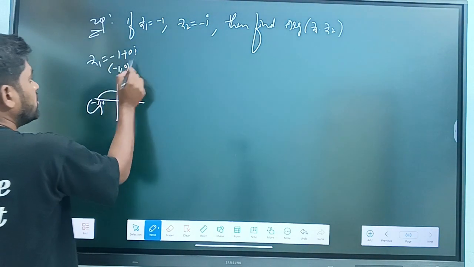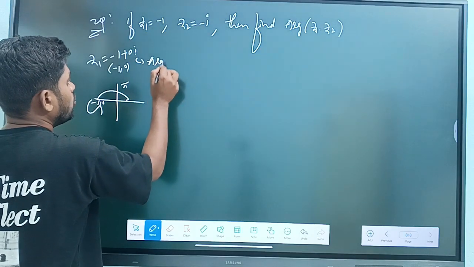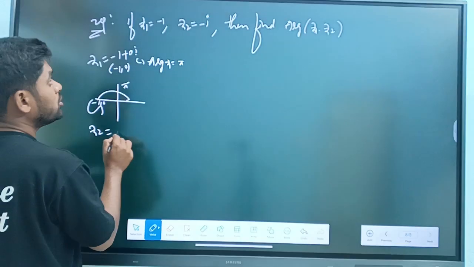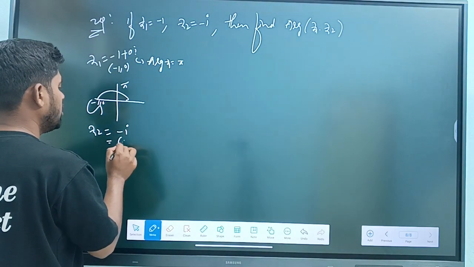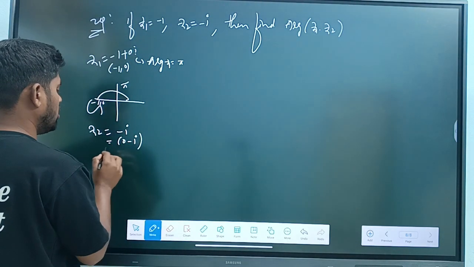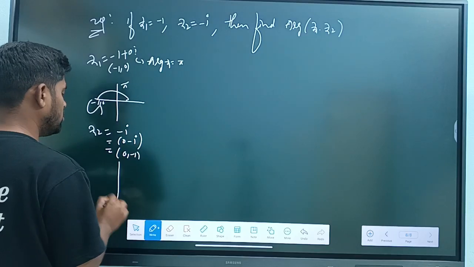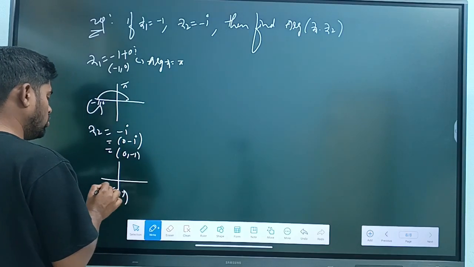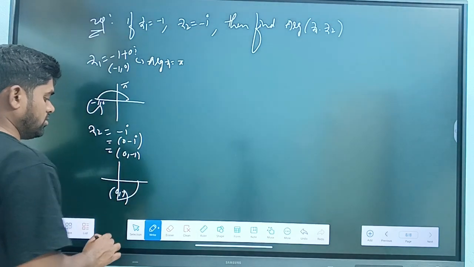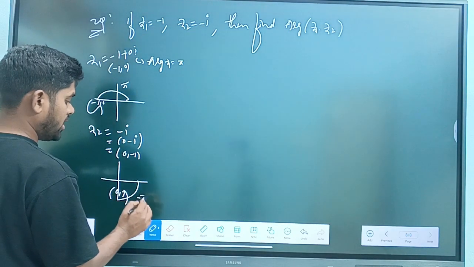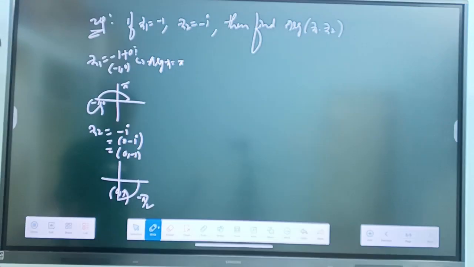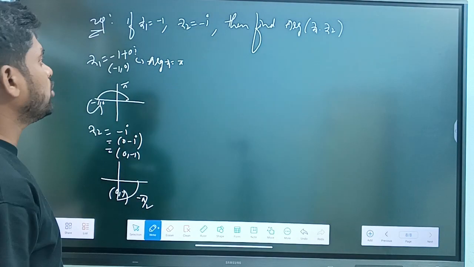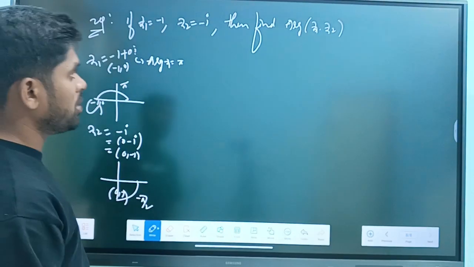So argument of z1 is what? Pi. Similarly z2 is given as minus iota. So standard form 0 minus iota. So point is what? 0, minus 1. So this particular point is here. Now the argument is measured in this direction, downwards. So this is what? Minus pi by 2. So simply remember, when z1 is minus 1 the argument is pi, and when it is minus iota the argument is minus pi by 2.